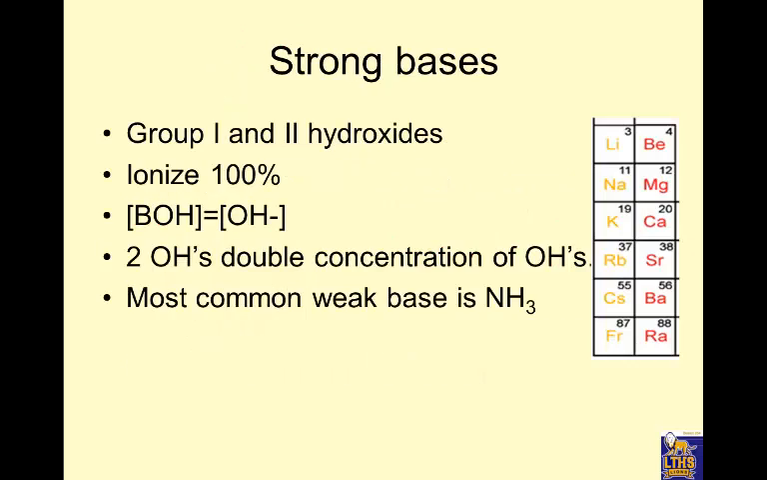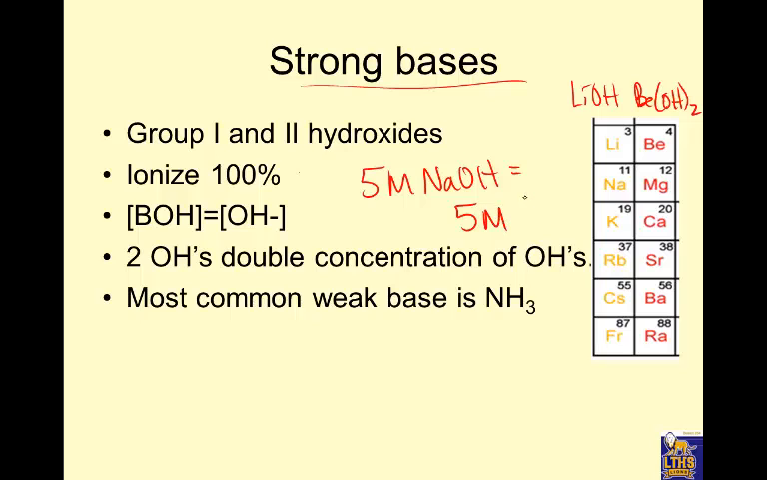Strong acids, 100% ionization. Hey, how is that similar to bases? Strong bases. Groups 1 and 2, when they combine with hydroxide, they create strong bases. Okay, which means when you put those into water, you get 100% ions. So that means if I put 5 molar NaOH into water, I'm going to get 5 molar OH minus, 5 molar hydroxide, because all of this 5 molar NaOH breaks up into hydroxide ions. Now, if you have 2 hydroxides, you're really going to double your concentration of OHs. So, strong bases come from these group 1 and 2 hydroxides, but then the rest of the bases are weak.